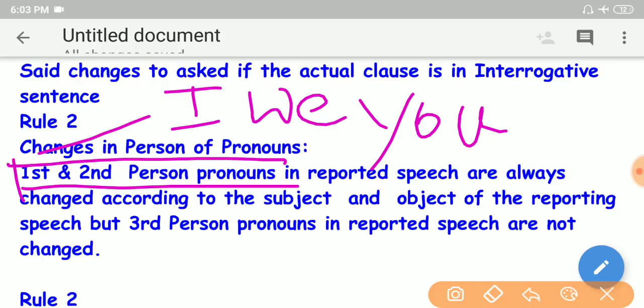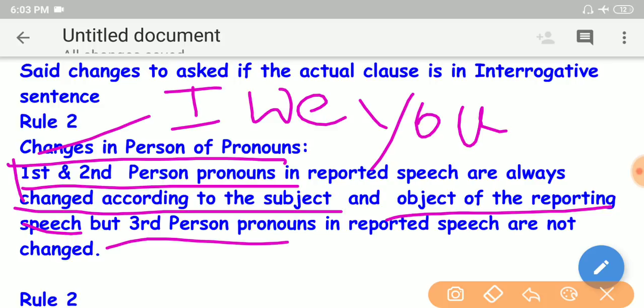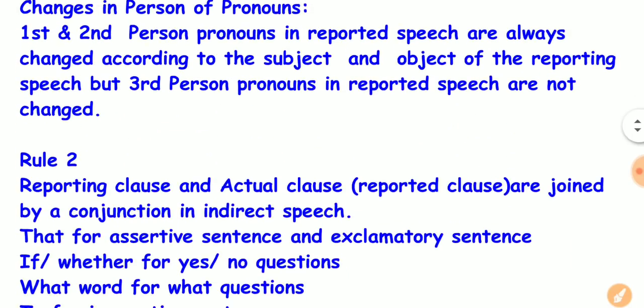First and second persons in reported speech are always changed according to the subject and object of the reporting clause. But third person pronouns in reported speech are not to be changed. Of course, if any third person pronoun is used in reported speech, there is no need to change it. This second point must be kept in your mind. So, first rule: the reporting verb must be changed. Second rule: pronouns must be changed according to the subject and object of the reporting clause. I already told you what the reporting clause is. Let us learn the third rule.